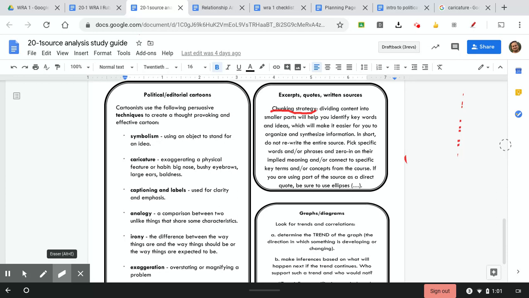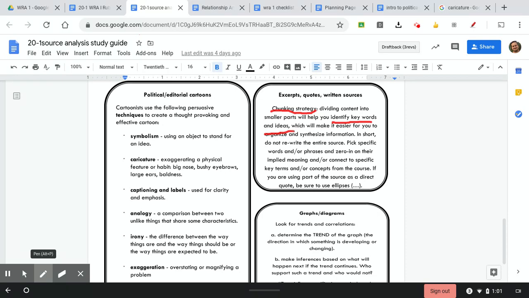But every single sentence, or if it's a really long sentence, you might want to break it up. Look at every single thing the person is saying. Break a sentence or two sentences into smaller segments. Identify the key words and ideas. This makes it easier for you to organize and synthesize information.